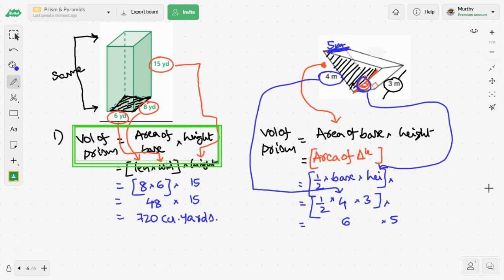Therefore, 6 times 5 gives me 30. Please remember, we are expected to express this in cubic units. Therefore, cubic meters. I'm sorry, in the last minute I changed the numbers. Otherwise, we would have to use the Pythagorean theorem, etc. Those kinds of questions I'll explain a little later. Okay. Any questions on this?